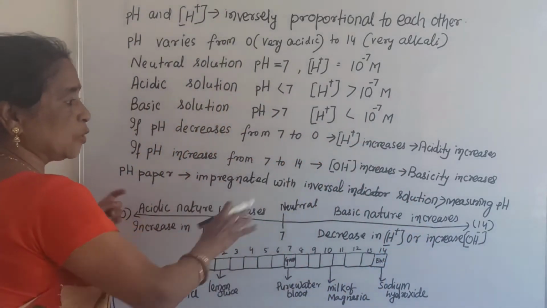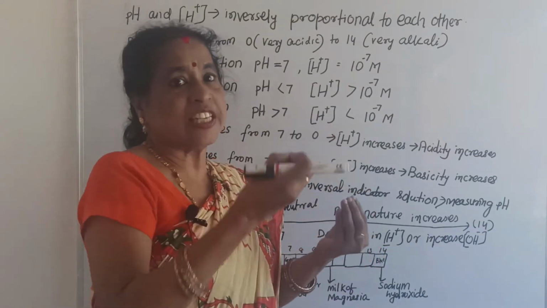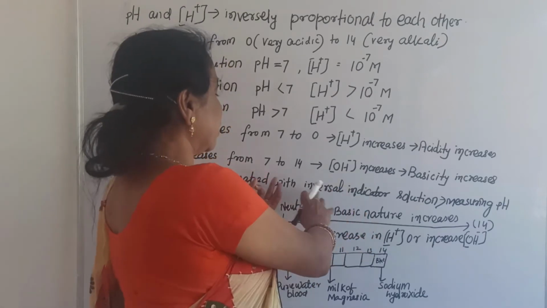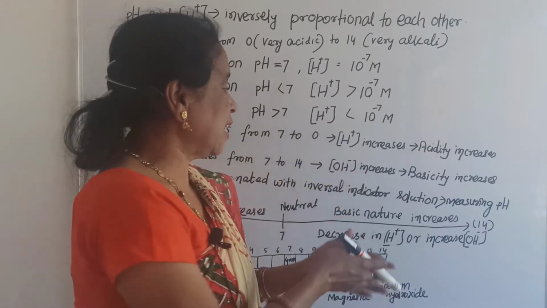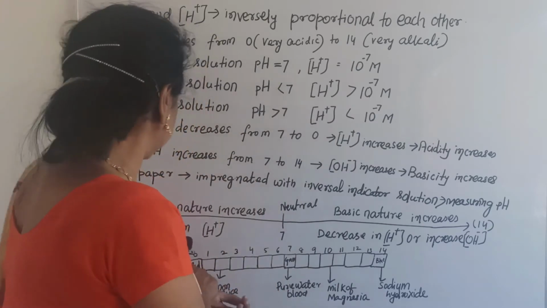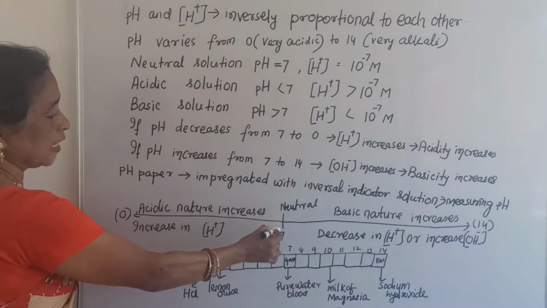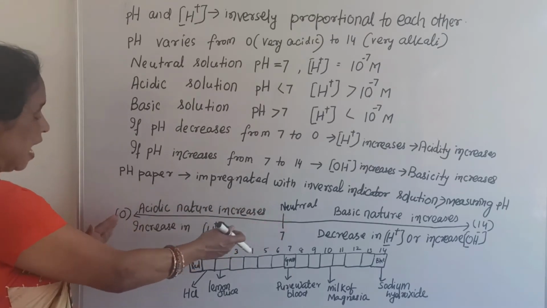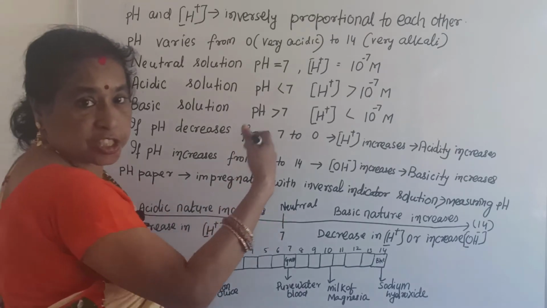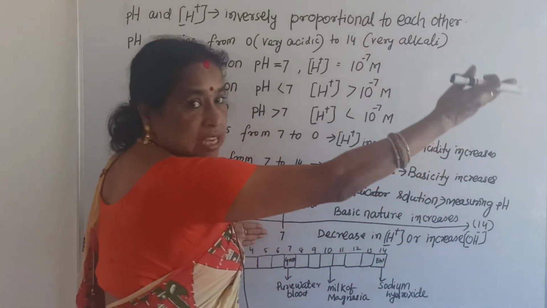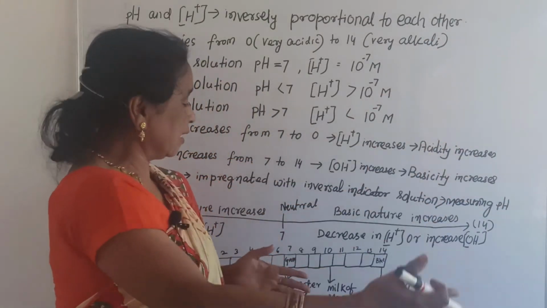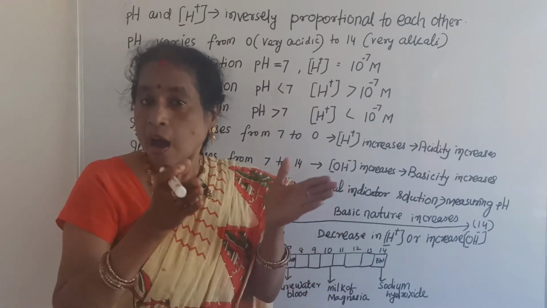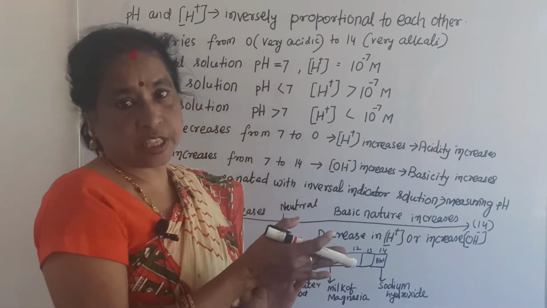Now pH paper indirectly indicates universal indicator, because it is impregnated with universal indicator and dried, and now it is useful for measuring pH. Suppose this is the neutral 7, and from 7 towards 0 acidic character increases, and the hydrogen ion concentration increases. From 7 to this side, 14, basic character increases, and the hydrogen ion concentration decreases, or you can say the OH minus concentration increases.